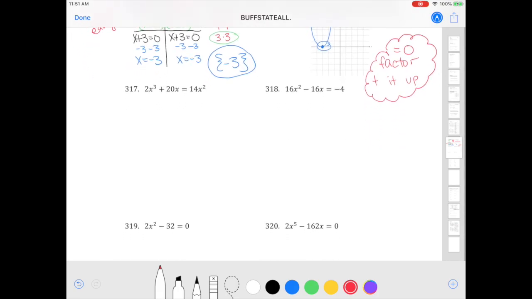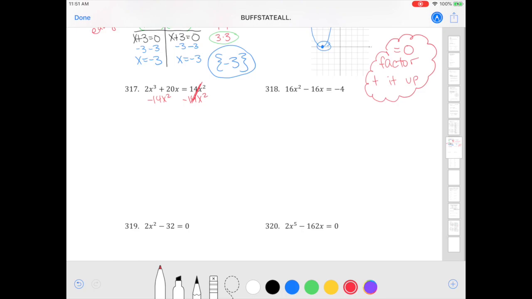Okay, so for 317, I've not set up correctly. I've got to get it equal to 0 first. To do that, I need to move that positive 14x squared to the left side. I'm going to do so by subtracting 14x squared from both sides. So this cancels. Notice where I put the -14x squared. On the left side of this equation, I have an x cubed and an x. There's no x squared to combine it with.